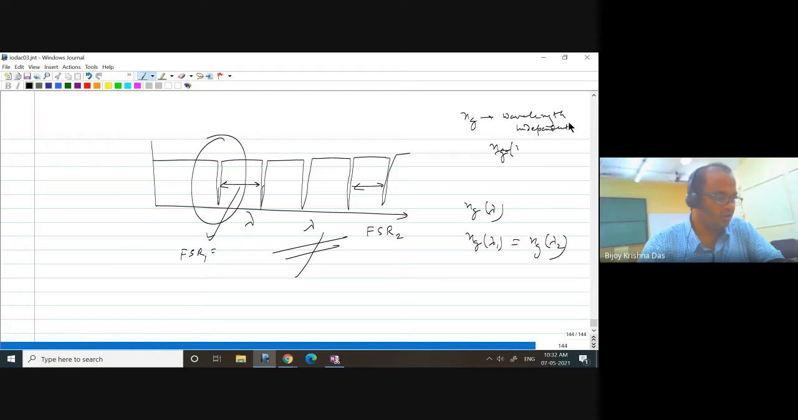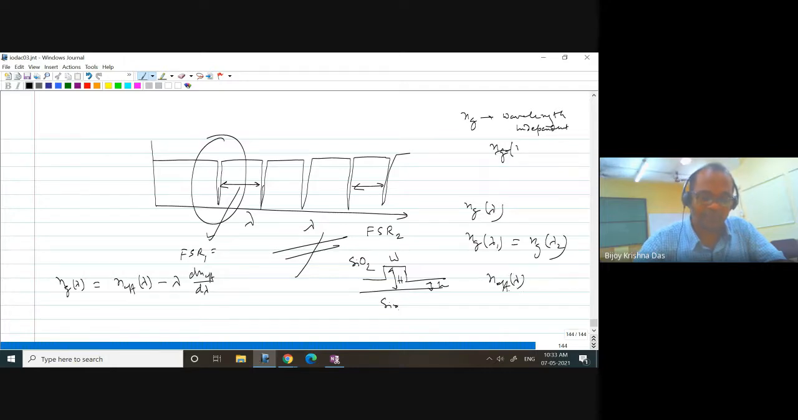There is no thumb rule, but you see the expression ng lambda equals n effective lambda minus lambda dn effective by d lambda. So that means you have to design. Normally, you know that n effective lambda depends on the silicon waveguide, for example, you are considering. So this is your W, and this is your H, and this is your small h, the slab height. And the surrounding is SiO2, and the bottom is also SiO2. So you are considering this, then you can get the effective index for a certain lambda, right?